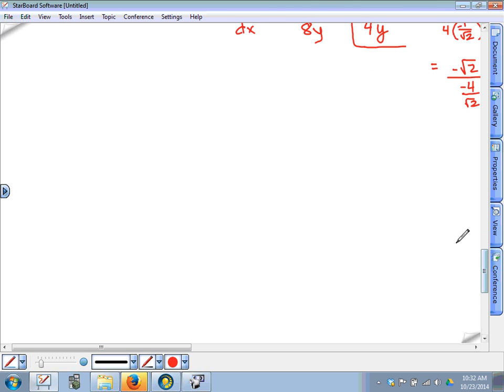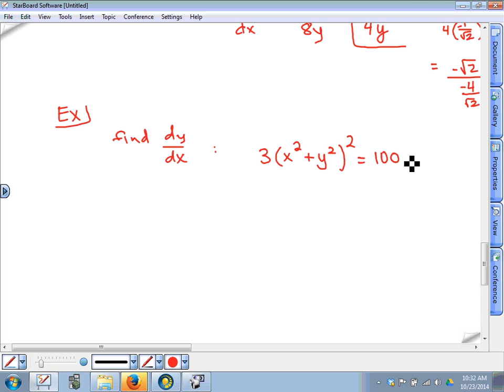We are running short. We got to do one more real quick. Last example, and we're going to apply find dy dx, and the function is 3 times quantity x squared plus y squared squared equals 100xy.